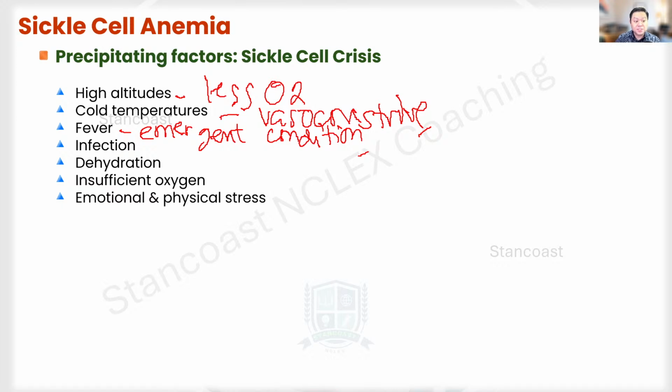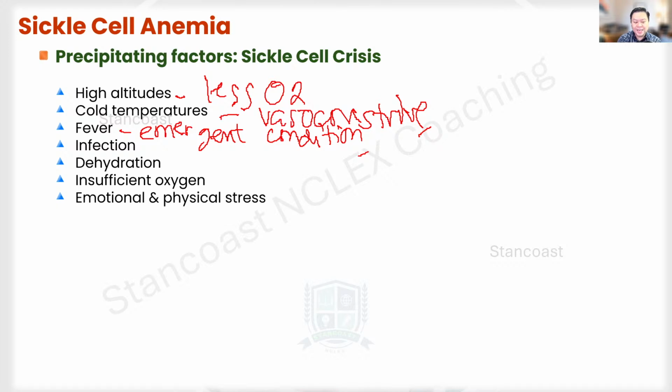Now, another is insufficient oxygen, wherein the reduced oxygen level in the blood, let's say in the case of a lung disease, maybe a pneumonia, or any kind of bacterial infection, can also promote the sickling of the red blood cells. And the same thing with the emotional and physical stress. This will also trigger the release of hormones that can affect the blood flow, and will also increase the likelihood of the sickle cell clumping.